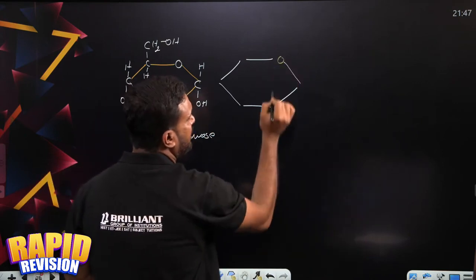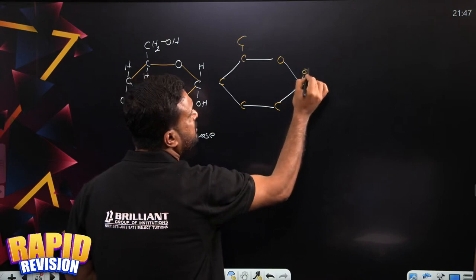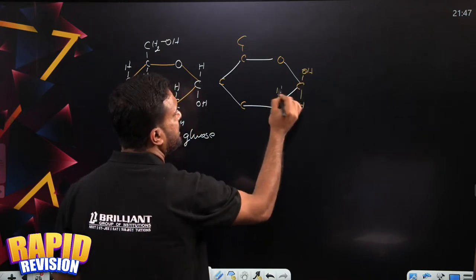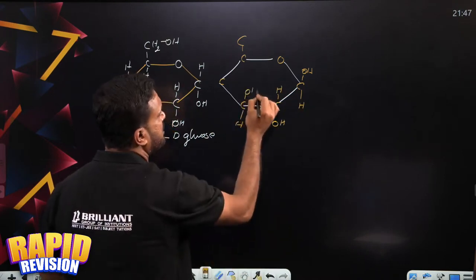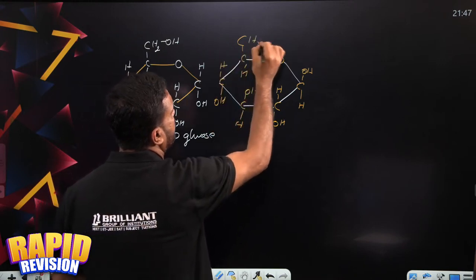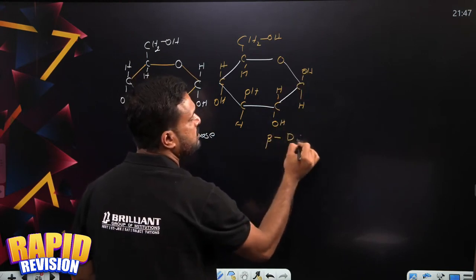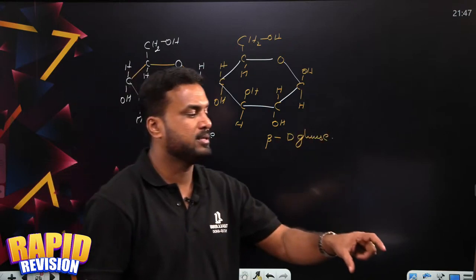So here we can draw again: carbon, carbon, carbon, carbon, carbon. Here OH will be on top, H will be down. Here it will be OH down. Here it will be H. Here H is here and here it is OH. That's the structure. Here it is OH and H. Here it is H, here it is CH2OH. You know the name of this one: OH on top means what? Beta D glucose.